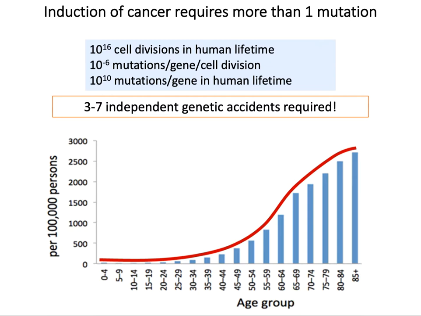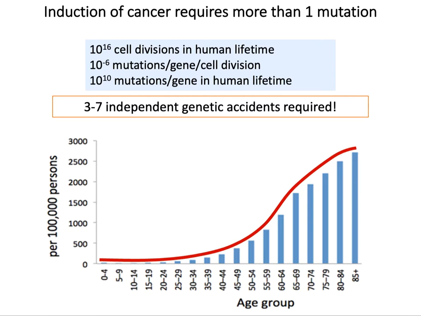So the question is, not why does cancer happen so frequently, but why doesn't it happen even more frequently, right? 1 in 5 is pretty good when you are looking at these kinds of odds. Well, thankfully, as it turns out, you require more than one mutation to disrupt the cell cycle. In fact, it's been postulated that perhaps you need as little as 3 and perhaps as many as 7 independent genetic events, mutations, or accidents in the same cell in order for that cell to be transformed from a normal cell to a neoplastic cell.